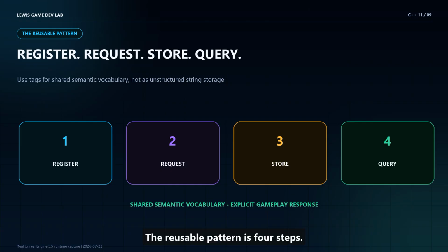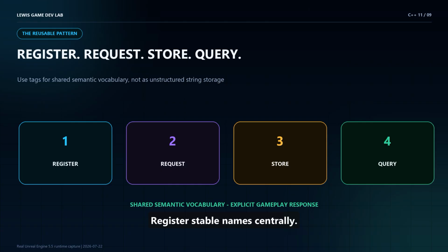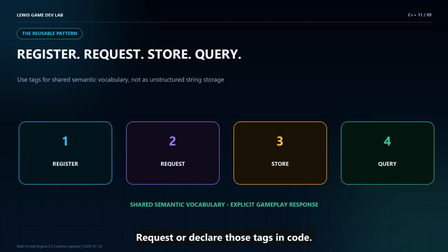The reusable pattern is 4 steps. Register stable names centrally. Request or declare those tags in code. Store semantic state in an FGameplayTag container. Query with the matching rule your design actually needs.